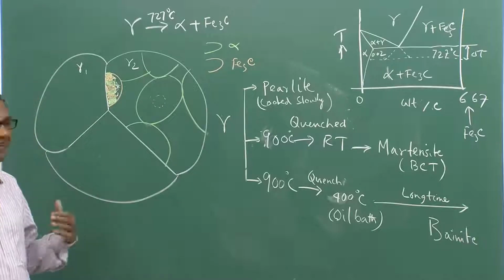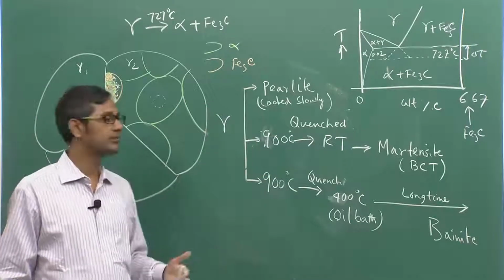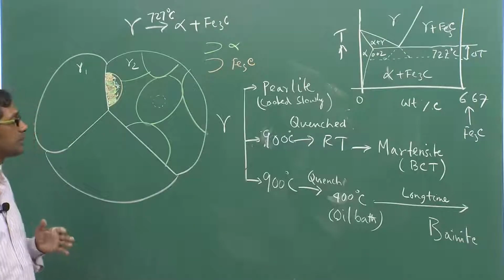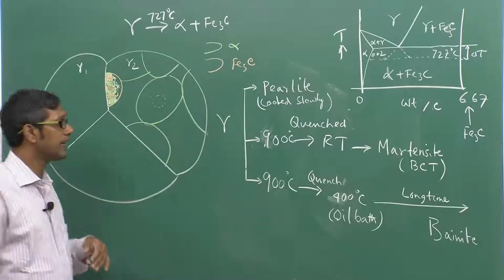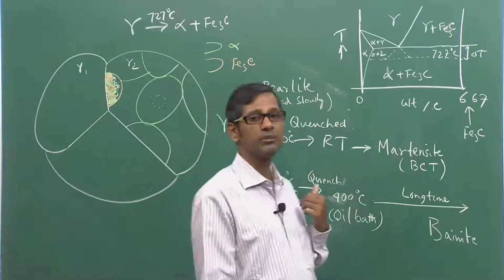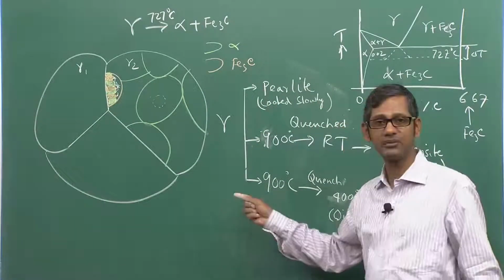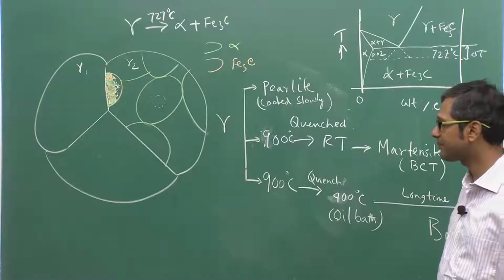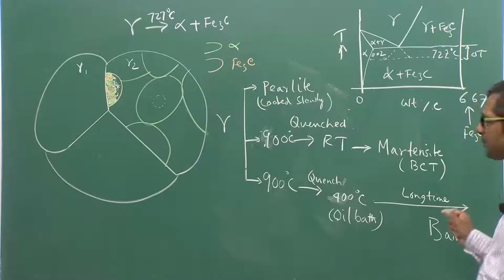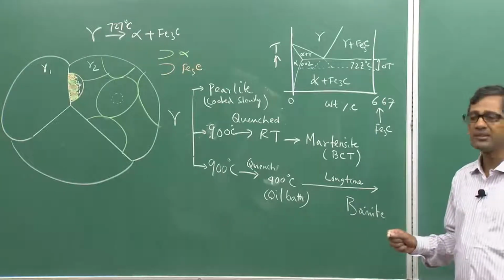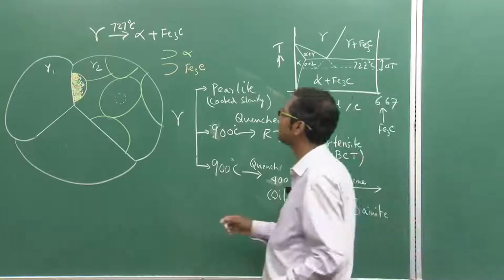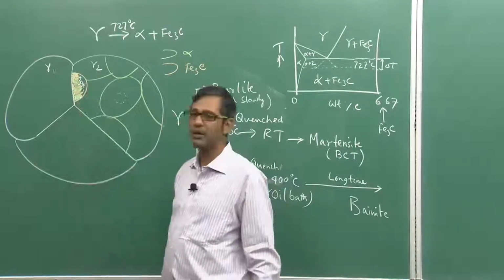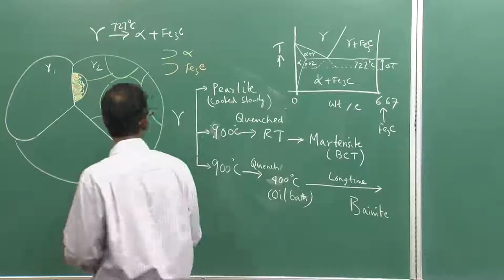So depending on our need, we can change these phases and we can change the transformation products by simply doing different types of heat treatments. So that is the first thing which actually comes as a corollary of the pearlitic transformation, because pearlitic transformation is the basis of all these things. Now the second important aspect of pearlitic transformation is that the mechanical property of pearlite can be controlled by controlling this interlamellar spacing.